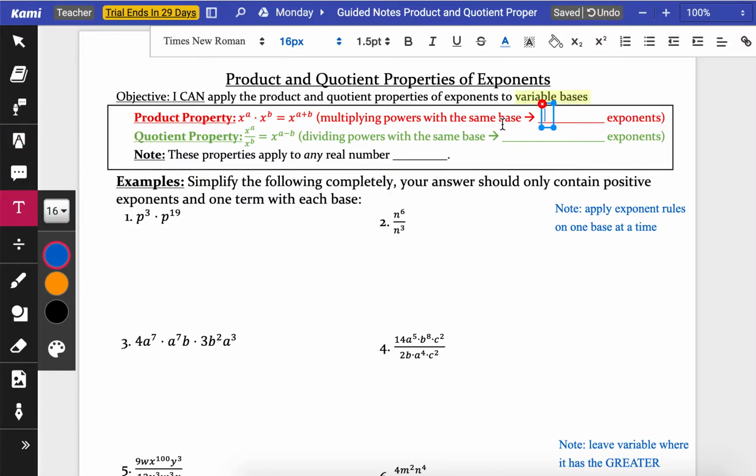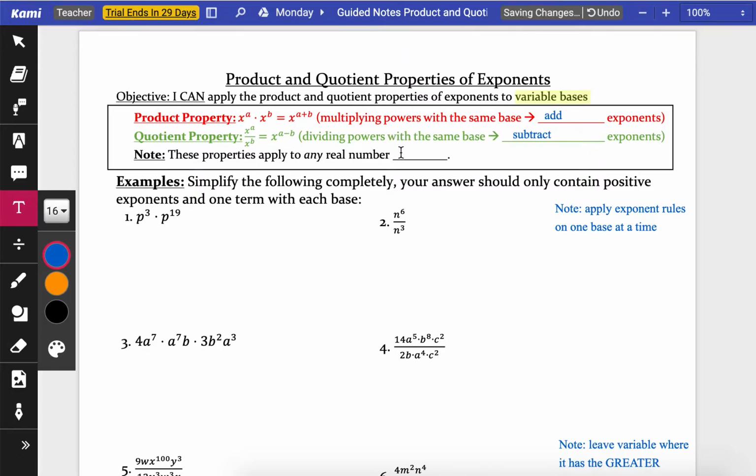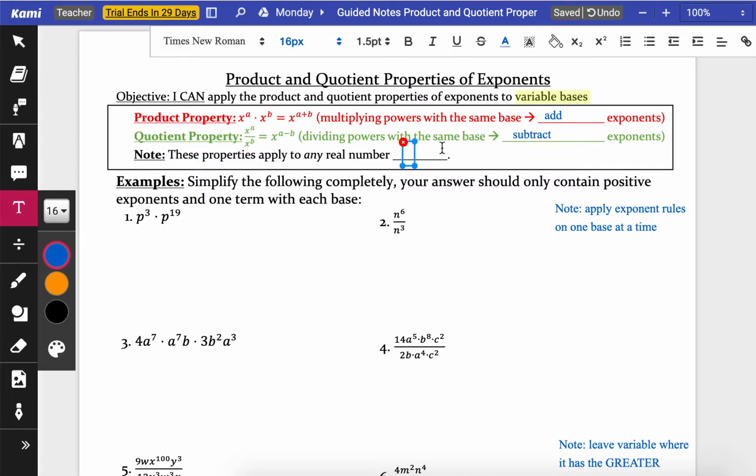Remember that the product property tells us if we're multiplying two powers that have the same base, then we can just add the exponents. And if we're dividing two powers that have the same base, we can just subtract the exponents. So even though we looked at these with specific numbers, like 3 to the 5th times 3 squared, at one base at a time, an important thing to notice is that these properties apply to any real number base. So we can look, in a more general sense, at how these properties apply and help us simplify expressions.